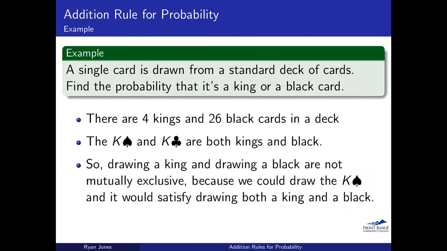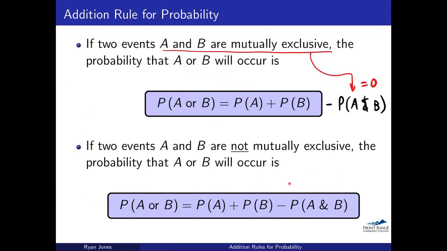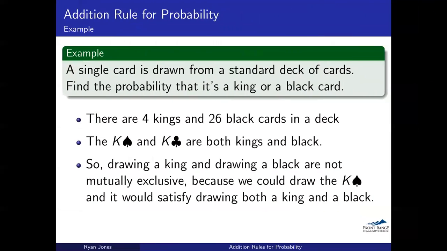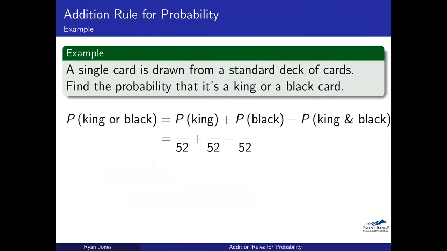So we're going to make sure that we deal with this formula. We make sure that we subtract off the probability of both of them happening. When we do that, I haven't filled this in yet, but we're going to have the probability that I can draw a king, the probability that I can draw a black, and then we're going to subtract off the probability that I draw a king and a black card.